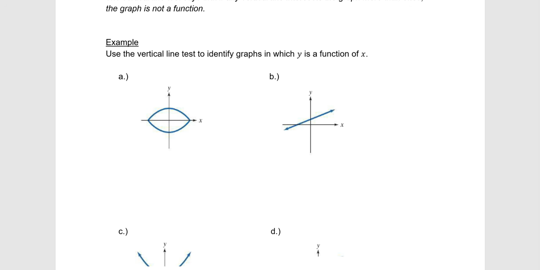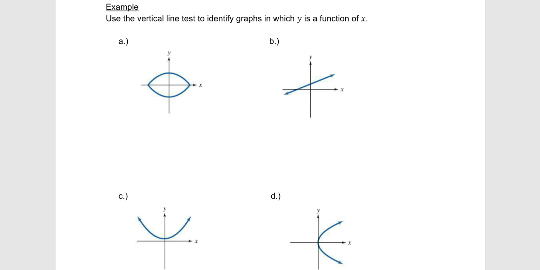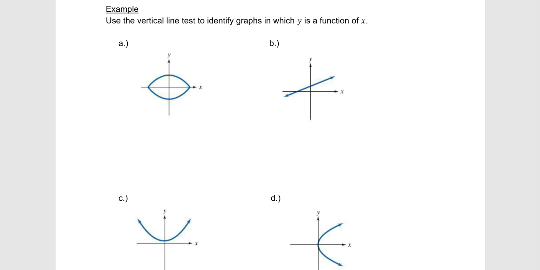Okay, so let's do these examples. Let's use this test to identify which graphs are functions and which are not. For the first one, A, all you have to do is either actually draw a vertical line or just imagine it, put a vertical line somewhere, and see if it intersects the graph more than once. In this case, if we put it anywhere on this graph, it intersects it twice. Since it intersects it more than once, this first graph is not a function.